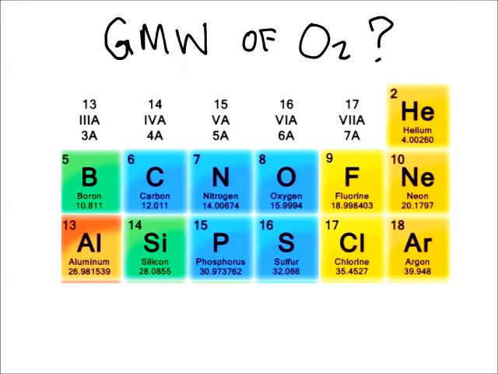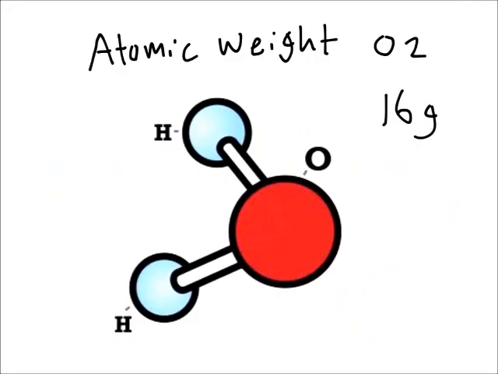Now let's calculate the gram molecular weight of oxygen. I'm just going to highlight oxygen here. I'm going to change my colors to orange, and here is oxygen. And if you notice, the atomic weight of oxygen is approximately 16 grams. However, if we look at oxygen's makeup, you notice it has 2 atoms here.